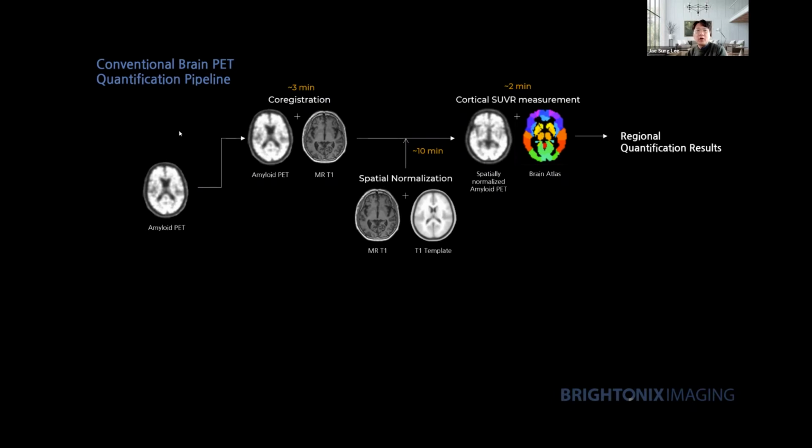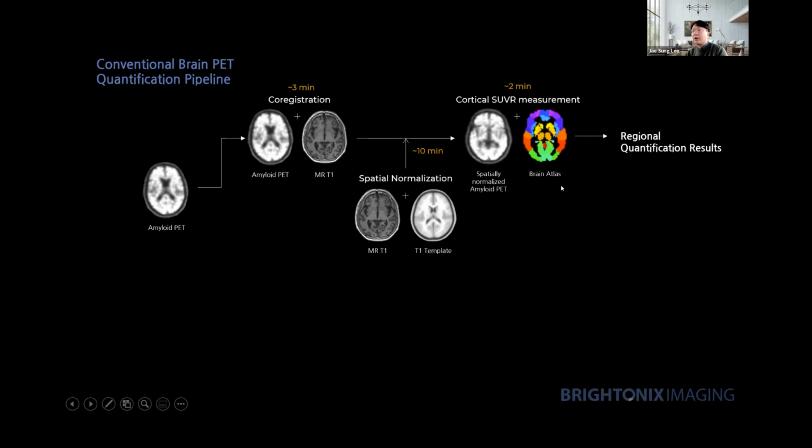In the most commonly used quantification pipeline, first we co-register the amyloid PET and the MRI of the same individual, and then we perform spatial normalization of this MRI into the template space. The transformation parameters used in the MR spatial normalization are then applied to the amyloid PET data to acquire the spatially normalized amyloid PET. Once we generate this, we apply a predefined brain atlas to calculate the regional quantification result.